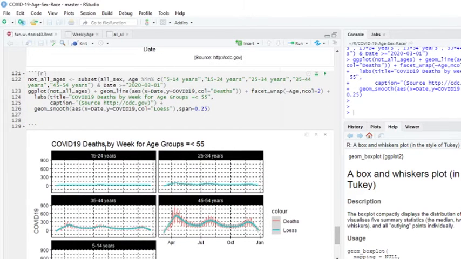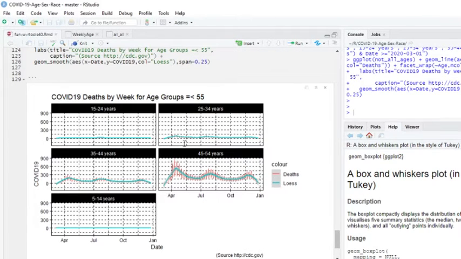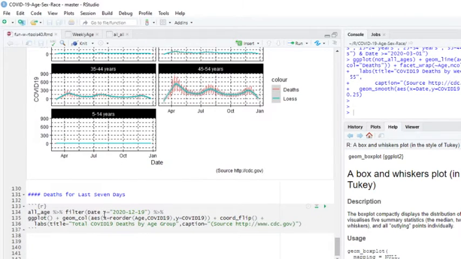Okay, so now we're looking at the COVID-19 deaths by age, by week for the people under age 55. Once again, you can see here that the 35 to 44 age group has about 300 deaths, fallen some. The 45 to 54 group spiked at about 600 deaths, but you can see that's begun to decline. And the 5 to 14 group, of course, is like nothing.